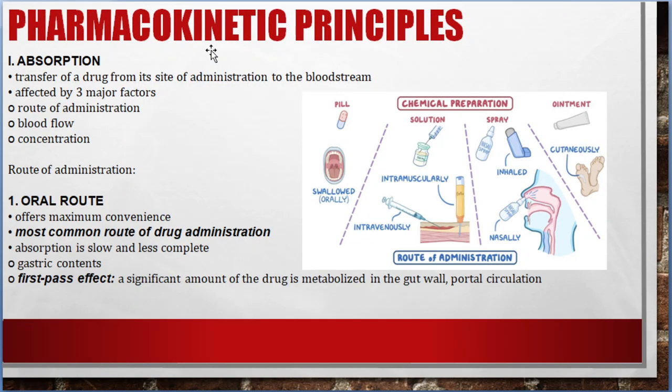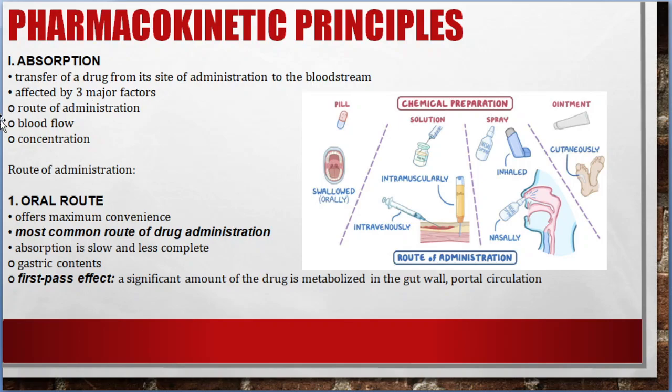So let's begin first with the pharmacokinetic principles. Let's begin with absorption. When we say absorption, it is the transfer of the drug from its site of administration to the bloodstream. In short, the drug is transferred to our bloodstream or our circulation. It is affected by three major factors. Doc, what are those major factors? First, the route of administration. Depending on the type or route of administration, there will also be an effect on the absorption of the drug. Some routes will have greater absorption while other routes have poor absorption. That is why it is dependent on the route of administration.